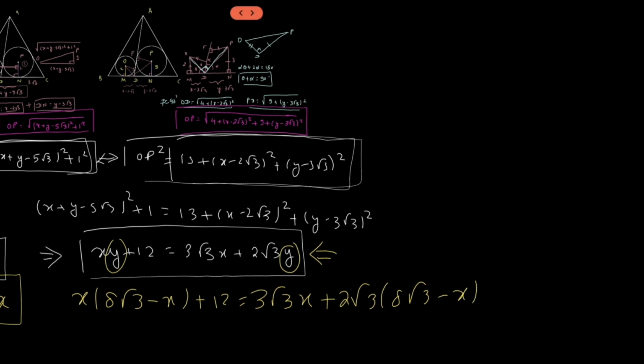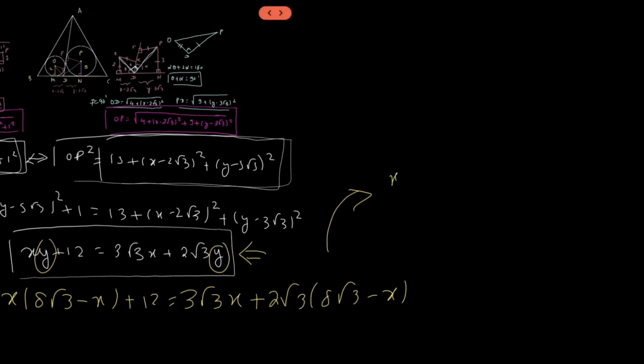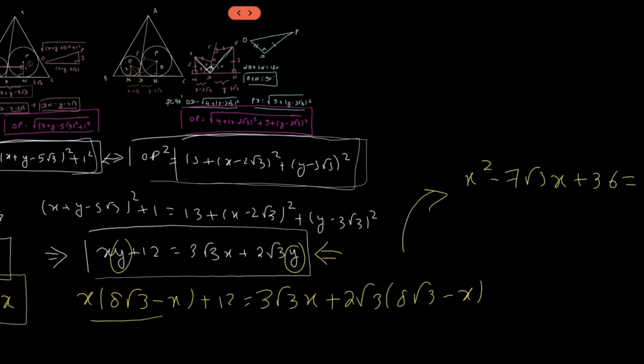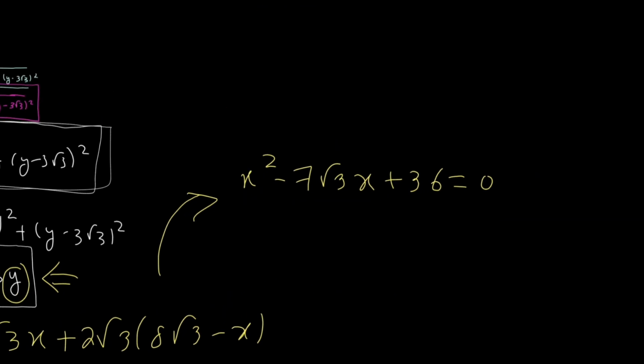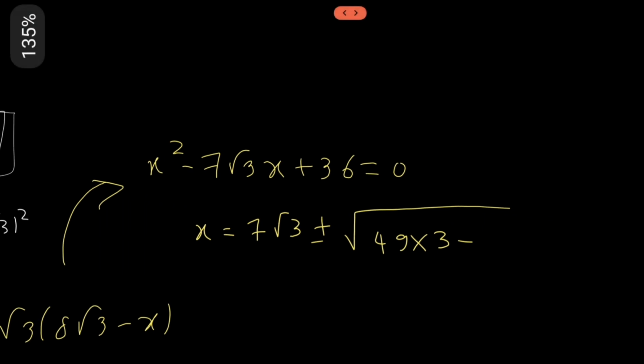And when you open the brackets and simplify, we'll finally get an equation like x square minus 7 root 3 times x plus 36 equals 0. So opening the brackets and simplifying the like terms will give us this final result. So here we have a simple quadratic equation. Let us solve it using the quadratic formula. So x would be equal to 7 square root of 3 plus and minus square root of (7 square root of 3) the whole square, meaning 49 into 3, minus 4 into 36, divided by 2.